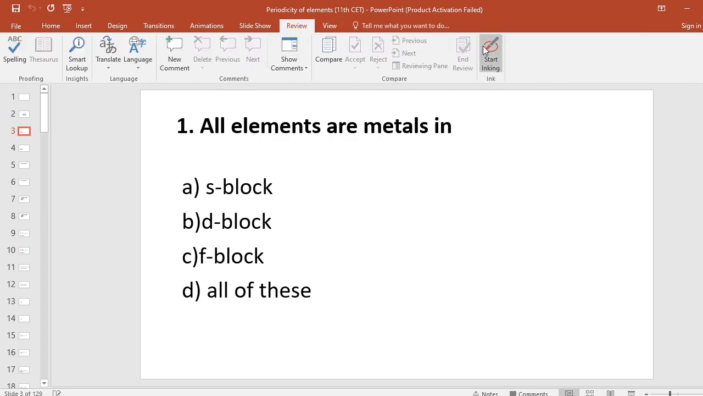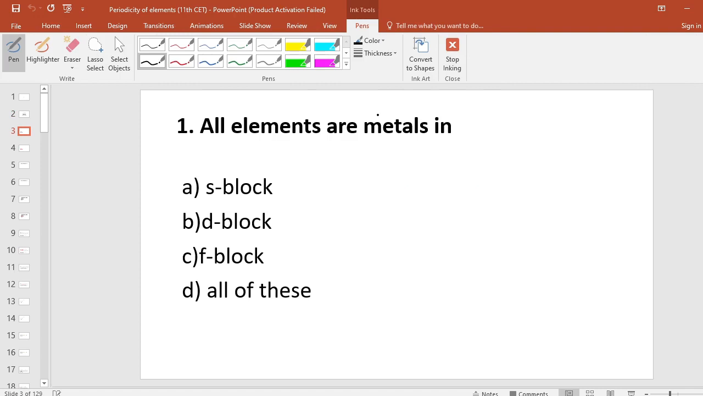First MCQ. All elements are metals in: S block, D block, F block, and all of these. This is a very easy question. Metals are present in all of these. Only P block contains metals, metalloids, and non-metals. In S, D, and F blocks, all the elements present are metals only.